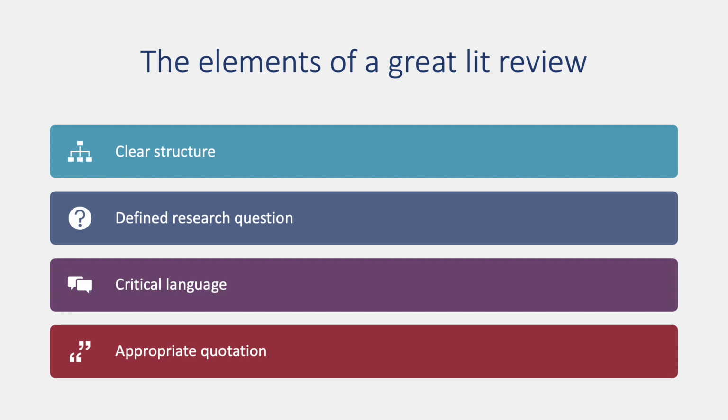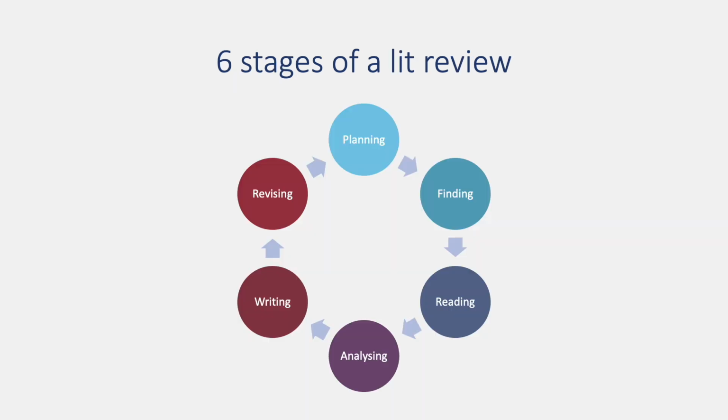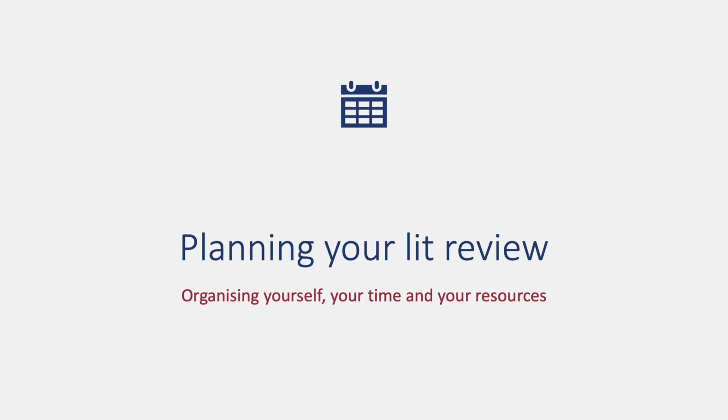You'll need to write a lit review in lots of different circumstances. You'll have a standalone one in your dissertation, but you may write short literature reviews for essays or part of an assignment. There are 6 stages to a lit review: planning, finding, reading, analysing, writing, and revising. All parts are equally important, and you'll notice that writing is one of the last things you should be doing. There's no point starting to write your essay before you've actually analysed the literature. Let's go through each stage now.